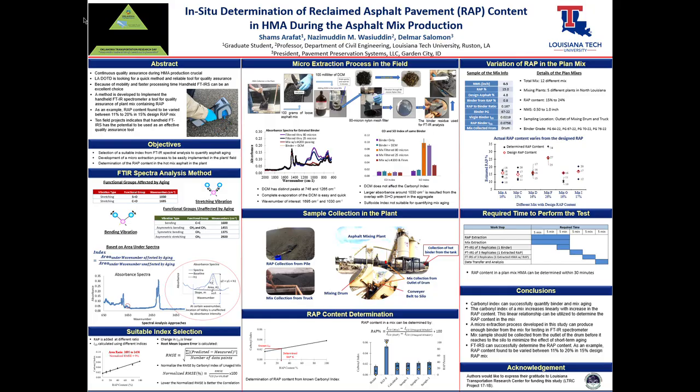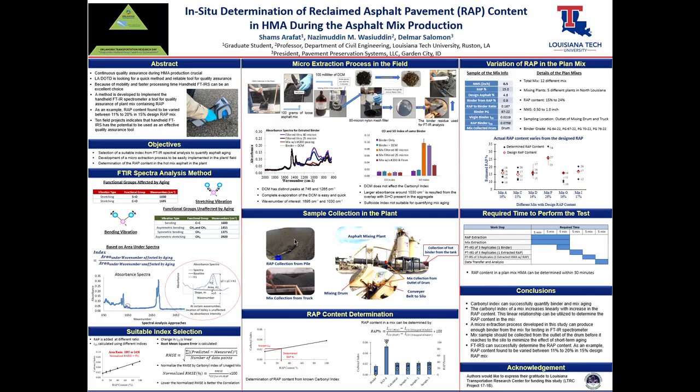To perform the micro extraction in the field, we take 100 gram of a loose mix. We add 100 milliliter of DCM as the extraction solvent and filter it through nylon mesh, and after 10 minutes we collect the residue for spectral analysis. From this figure, we see that the extraction process doesn't affect the calculation of carbonyl index, but it affects the calculation of sulfoxide index. And this is another reason why I chose the carbonyl index for this study.